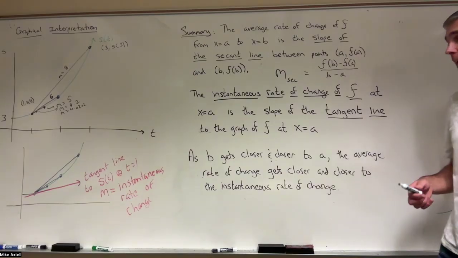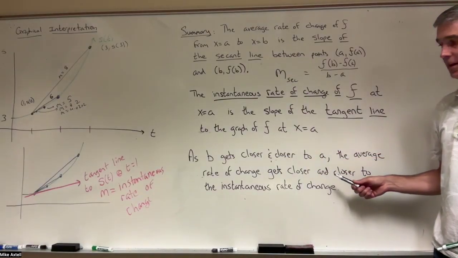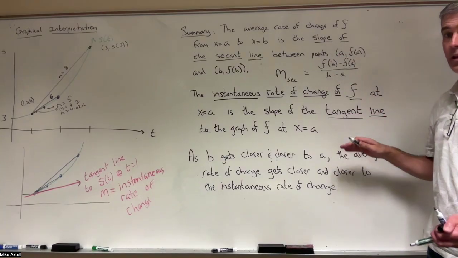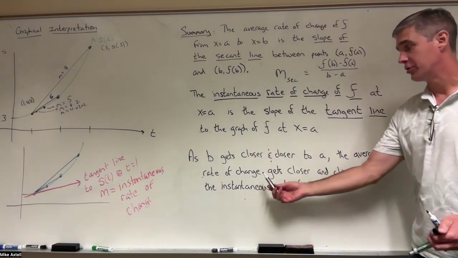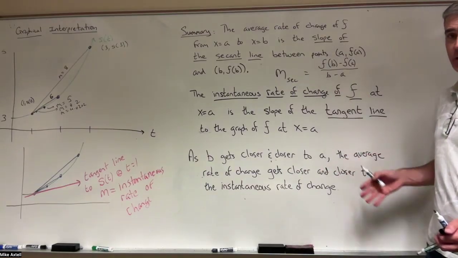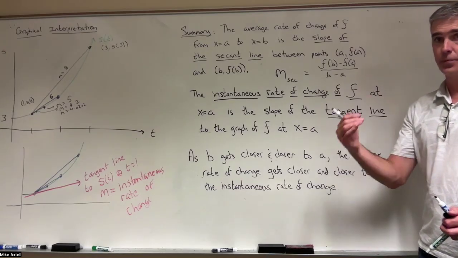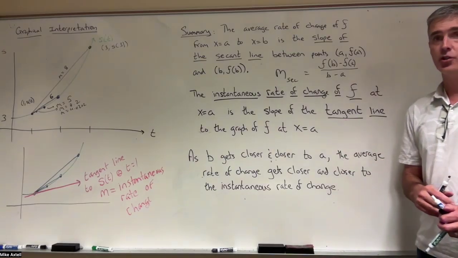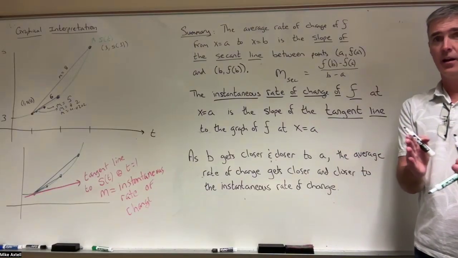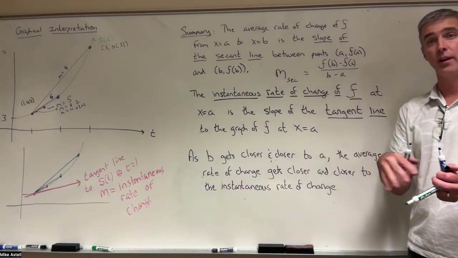And the idea we're going to be getting at is as my b value, as that second point gets closer and closer to the a value, my secant line slope gets closer and closer to my tangent line slope. In other words, my average rate of change gets closer and closer to my instantaneous rate of change. And we're going to spend a few days developing this idea. But average rates of change are slopes of secant lines. Instantaneous rates of change are slopes of tangent lines. And as my secant line's 2 points get closer and closer together, the secant line starts to look more and more like my tangent line.